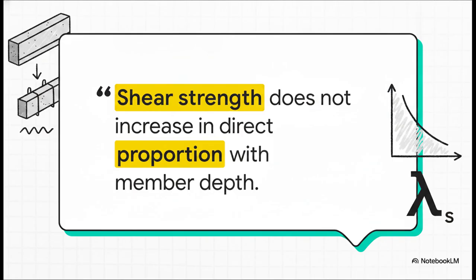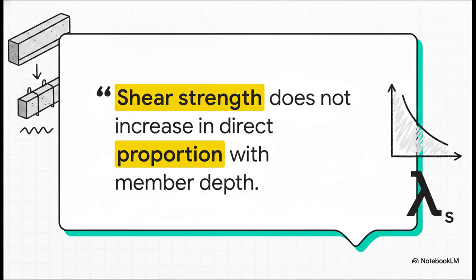Well, ACI 318-19 is addressing a really critical physical phenomenon here. I'm actually going to read this directly from the source material. Experimental tests have indicated that the shear strength of concrete does not increase in direct proportion with member depth in non-pre-stressed members with minimal shear reinforcement. I mean, just think about that for a second. As these members get deeper and seemingly beefier, their proportional shear strength actually drops.